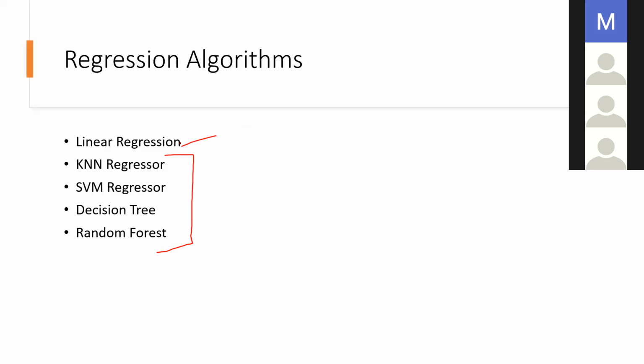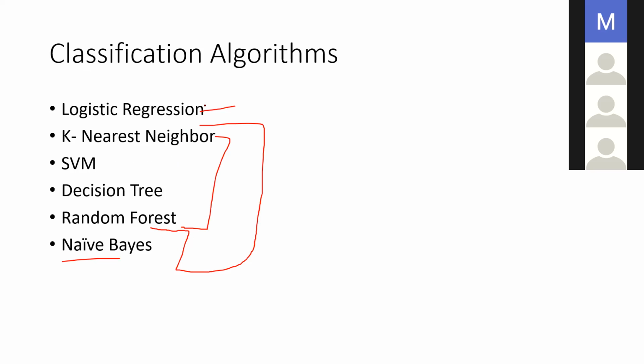And the unique ones are linear regression, which can be used only in regression, and logistic regression and naive Bayes, which can only be used in classification, not in regression. So these 4 algorithms remain common.